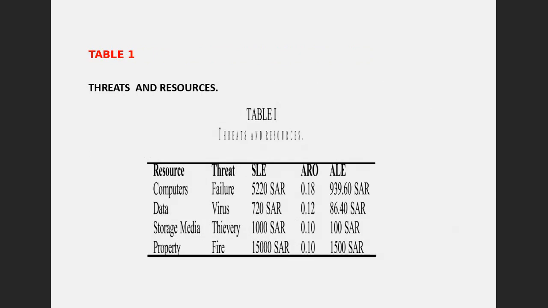This table shows the threats and the resources, and as we said before, the resource here and the threat. We are going to calculate SLE, ARO and ALE. The resources shown here are computers, data storage media, and property. We talk about fire here, the impact of fire.